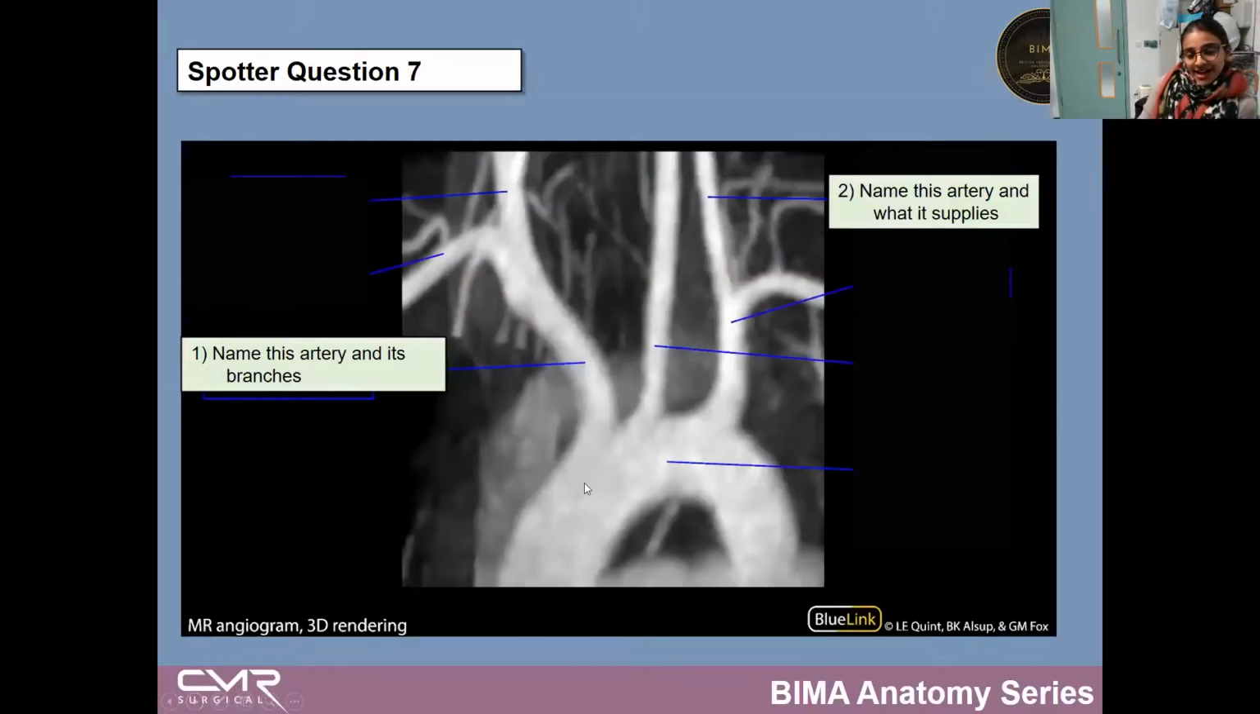Now this is the arch of the aorta here in an MRI of the heart and its vessels. Do you remember what this artery is? And can you name any of its branches? Well, there's only two branches actually, but can you name them?